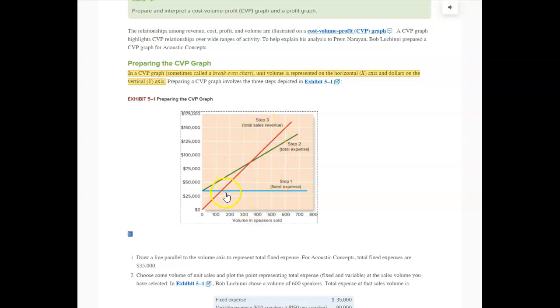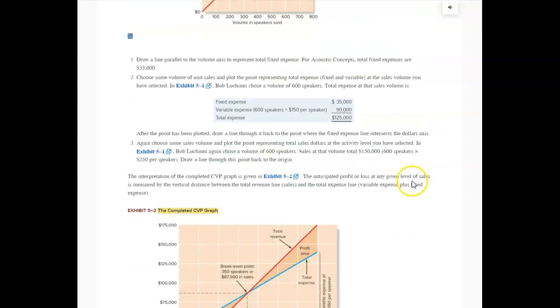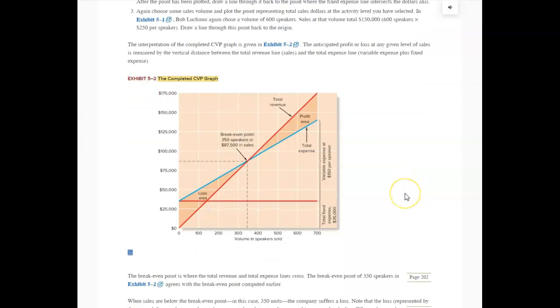And the third thing we plot is the revenue line. And so if we do not sell any units, we're at 0. And then we go up at the rate of $250 per unit, which is the selling price per unit. And that goes up, and that's how you plot that line. Let's add more to this. Let's scroll down. And here's a chart with more information for us.